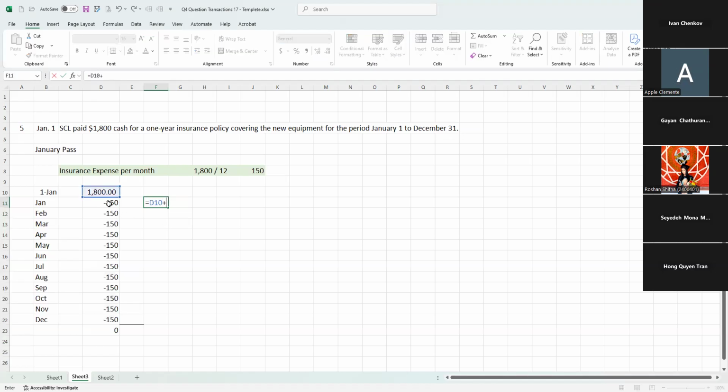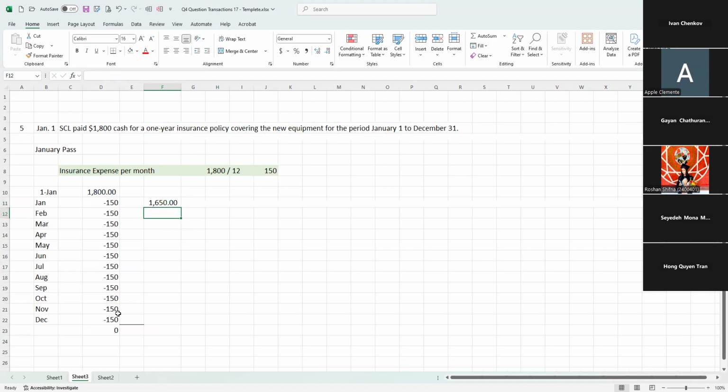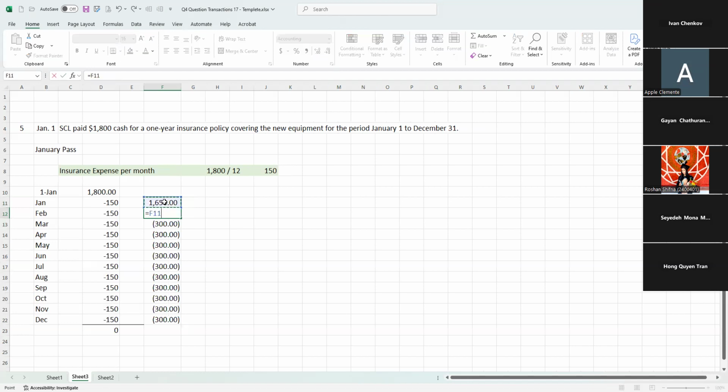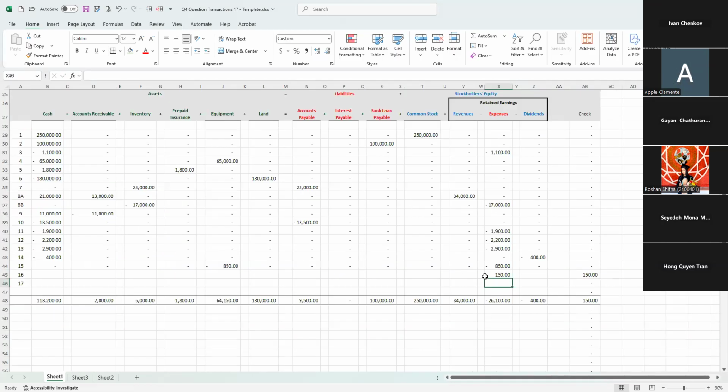So if I do that, how much will my balance be at the end of January? This one plus that one, correct? Sorry, that's not the one. So next month will be equal to this one plus that one, and now it's going to work, until it goes to 0. Make sense? Okay, so now I have to reduce my insurance, minus 150. Prepaid insurance goes down.